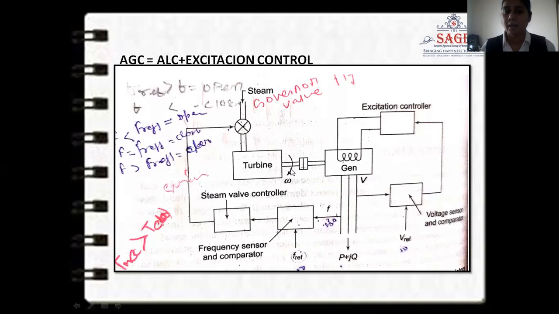The response of excitation control is much faster as compared to the frequency controller, because the mechanical process is operating here, while here the electrical condition is operating. That's why excitation control is faster as compared to the frequency controller. It's a basic diagram of AGC.